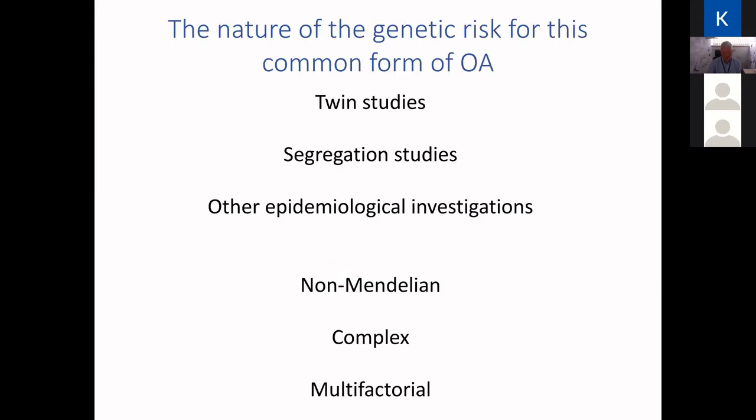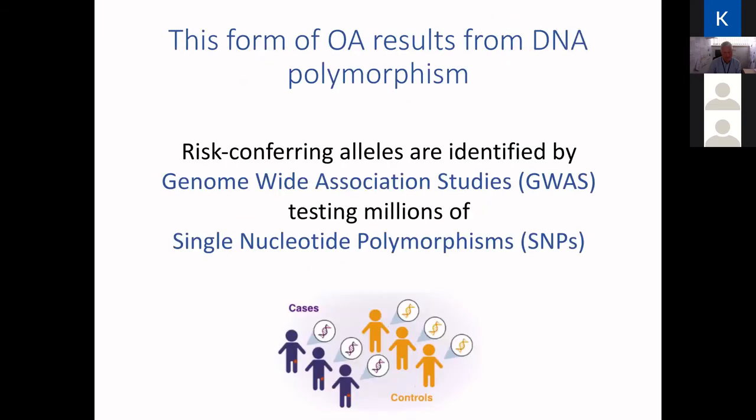And the nature of the genetic risk for this common form of osteoarthritis has been studied to a large degree using things such as twin studies and segregation studies, as well as other epidemiological investigations. And what these have told us is that this common late onset form of osteoarthritis is non-Mendelian, it's complex, and it's multifactorial.